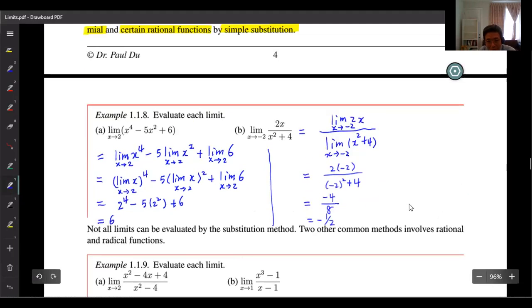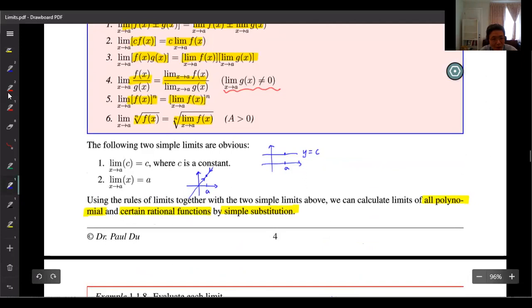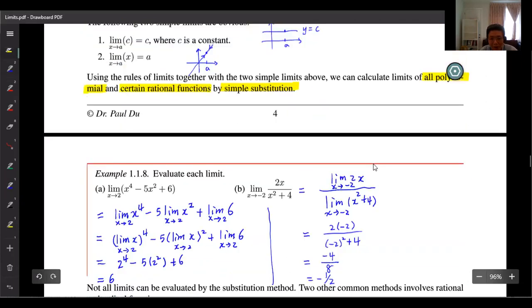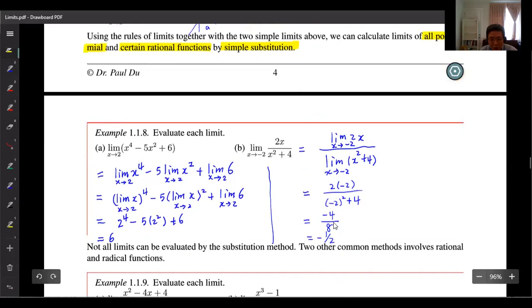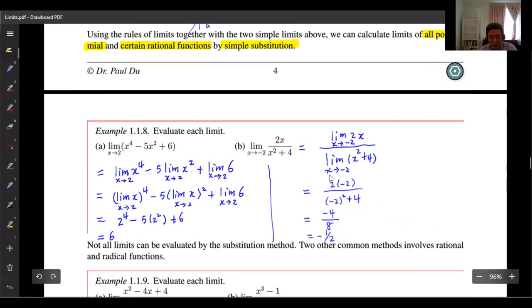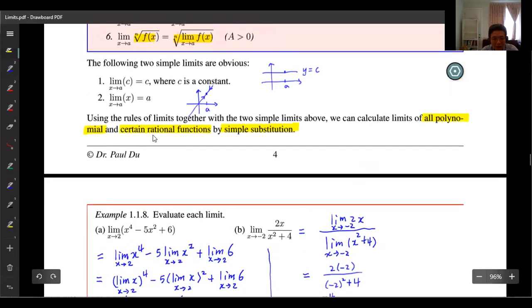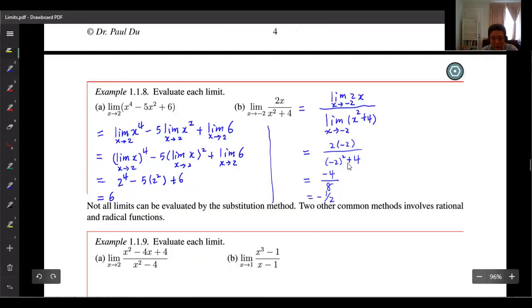Can I use this rule? Yes, because the denominator limit is not equal to 0. That's good. That's why direct substitution works here. Direct substitution works for all polynomial functions and certain rational functions.